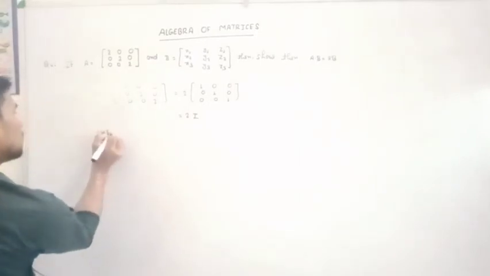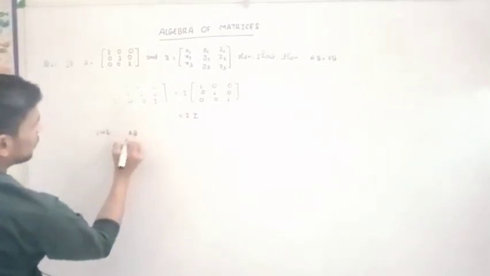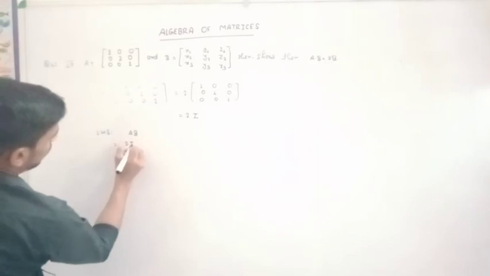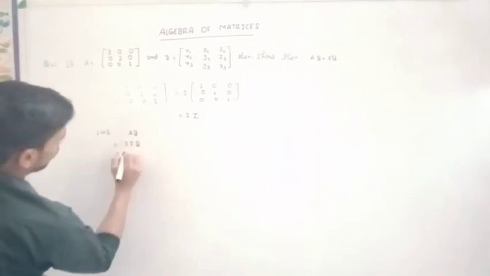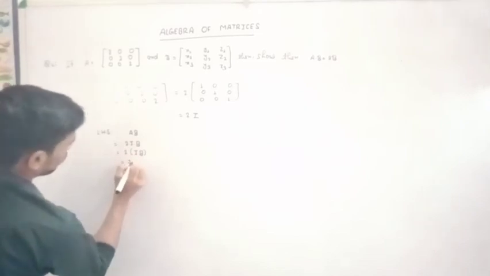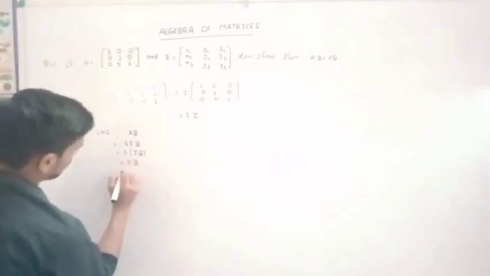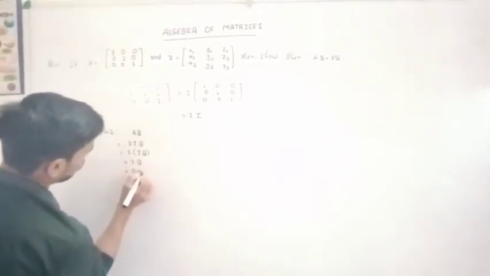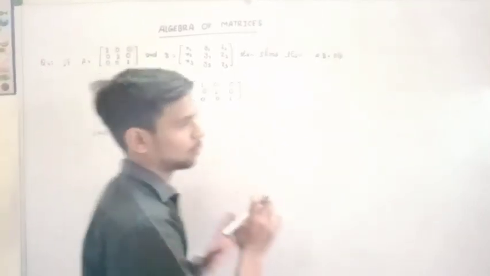Now the LHS, AB will be written as 2I dot B, and we know that the identity product will be B, and this will be the proof of this equation.